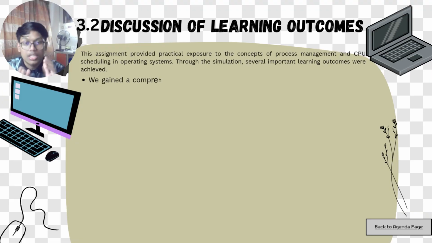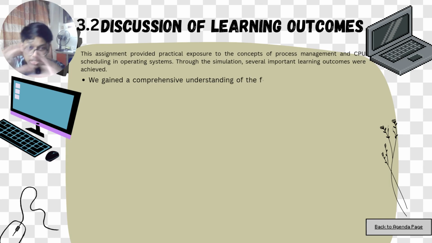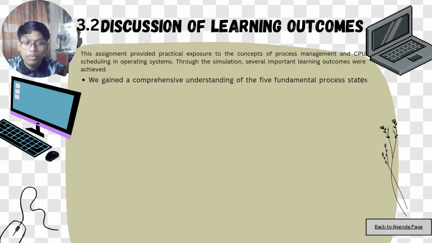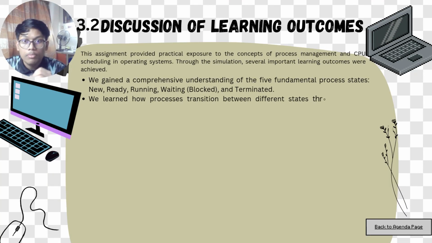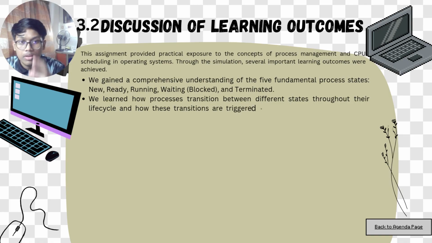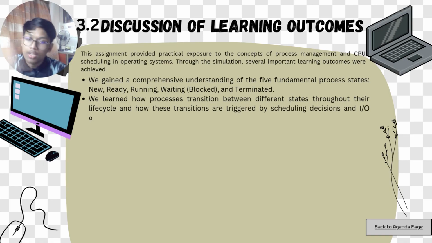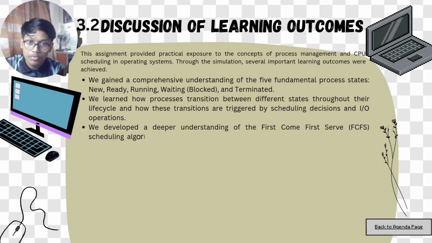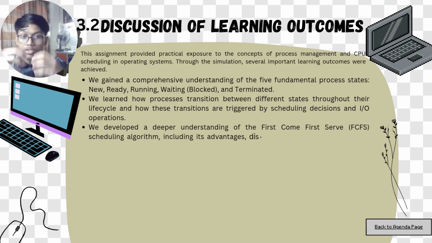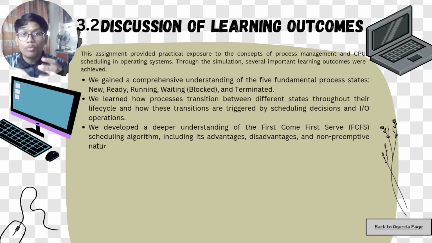Right. So lastly is discussion of learning outcome. This assignment provided practical exposure to the concepts of process management and CPU scheduling in operating systems. Through the simulation, several important learning outcomes were achieved. First, we gained a comprehensive understanding of the five fundamental process states, which are new, running, ready, waiting, and terminated. Second, we learned how processes transition between different states throughout their life cycle and how these transitions are triggered by scheduling decisions and input-output operations.